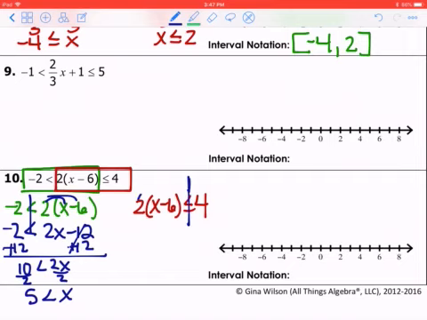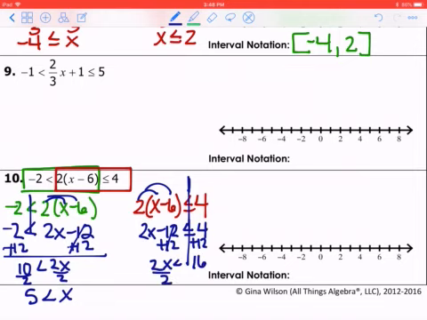Now over here, I'm going to distribute. So 2x minus 12 is less than or equal to 4. I'm going to add 12. 2x is less than, that's going to be 16. Divide by 2. X is less than or equal to 8. All right? And so now we need to combine those two. There we go. 5 is less than x, which is less than or equal to 8.